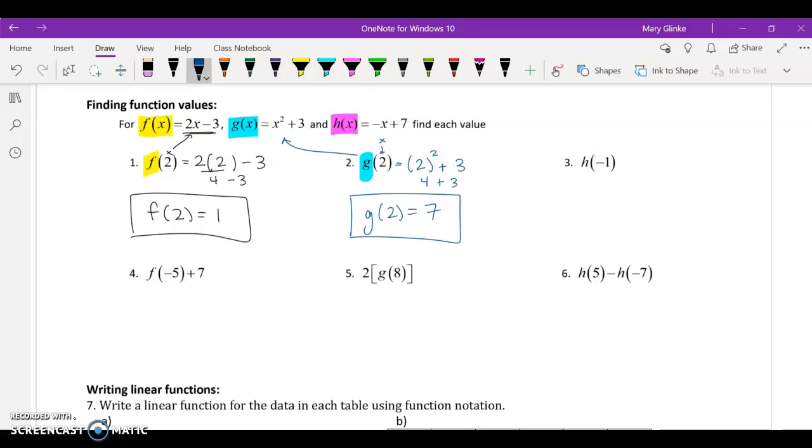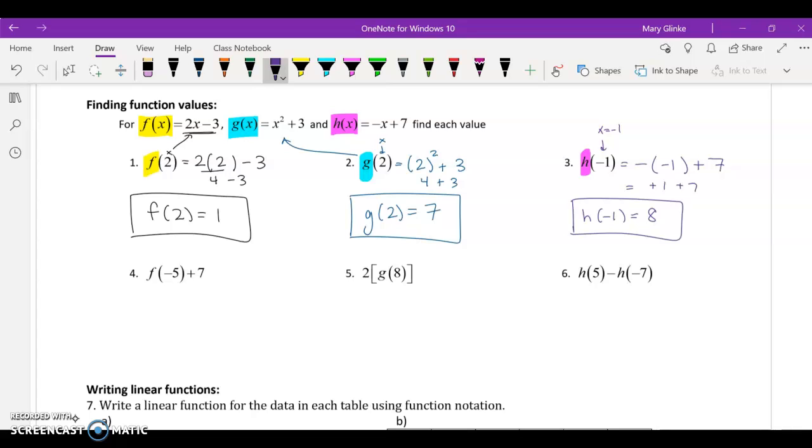Let's try h of -1 then. H is saying use that third one. So I'm going to do negative x plus 7. And x in this case is -1. So I am doing negative -1 plus 7. So that's +1 plus 7. So overall, if I plug -1 into h, I would get 8 back out.